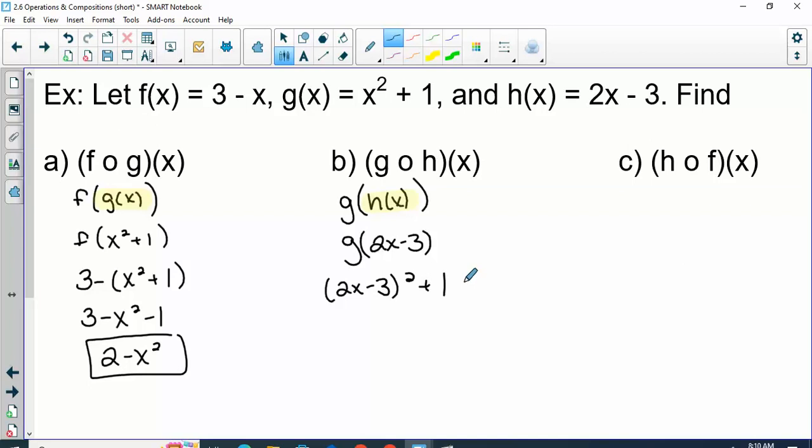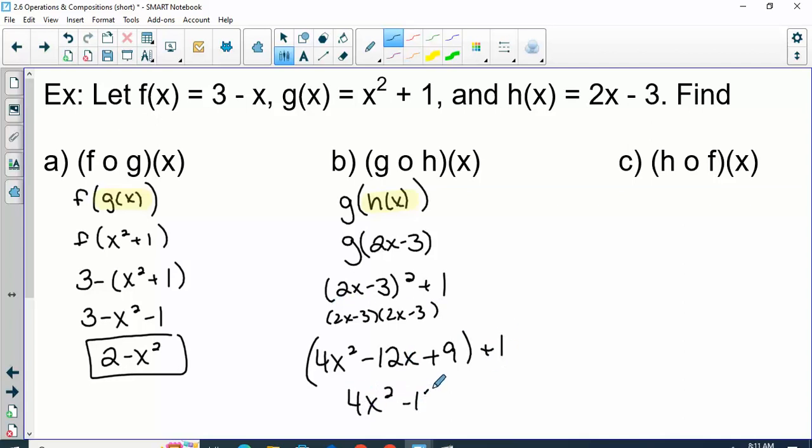What would we do here? Okay, if I want to square that, that means I have to write it twice and FOIL. So that would give me 4x squared minus 6x and minus 6x is minus 12x plus 9. We still have a plus 1 on the end. So the final answer, 4x squared minus 12x plus 10.